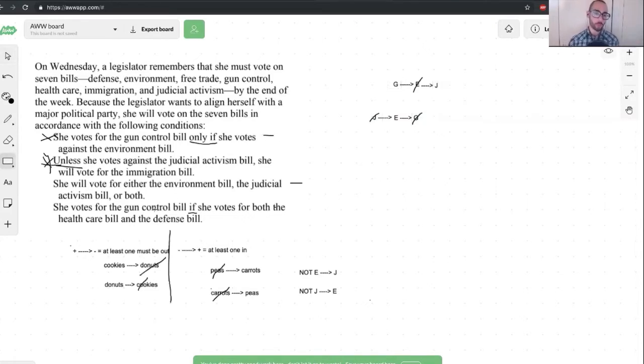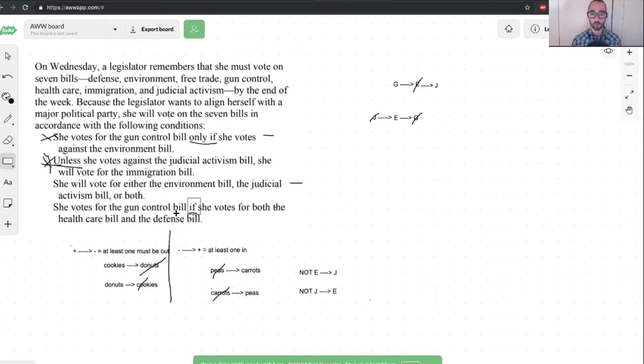Now, the fourth rule is G if both H and D, so the if starts us off, right? If she votes for both H and D, then she votes for G. So we can link that on now. We don't have to. At this point, you could do either the second rule with J and I or the fourth rule. It's up to you.